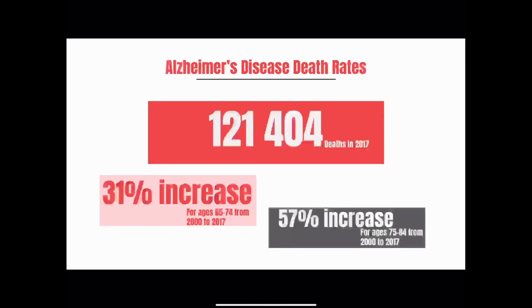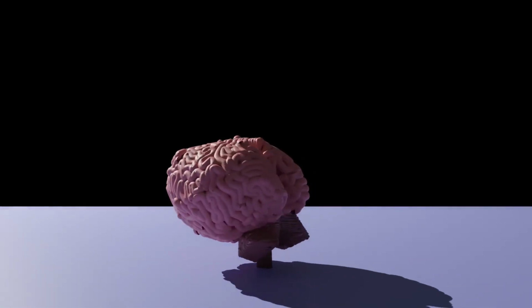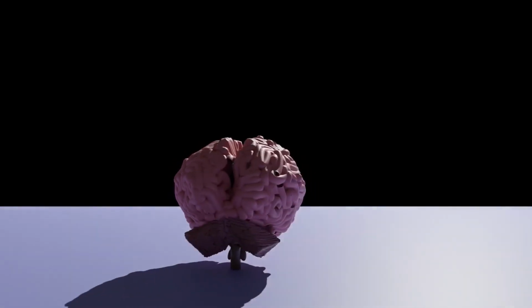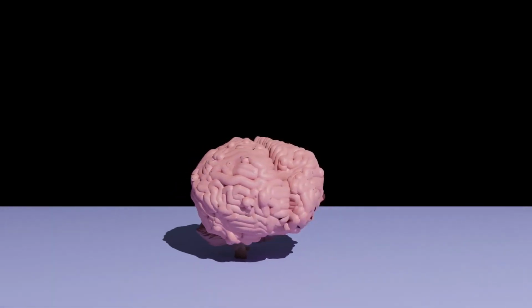There were over 121,404 deaths that occurred in 2017 just due to Alzheimer's, and notably there's been a 31% increase from 2000 to 2017 for people aged 65 to 74, and from the age group of 75 to 84 there's been a 57% increase. Here I show my simulation, the clip I had made of a healthy human's brain versus how Alzheimer's thus affects this.